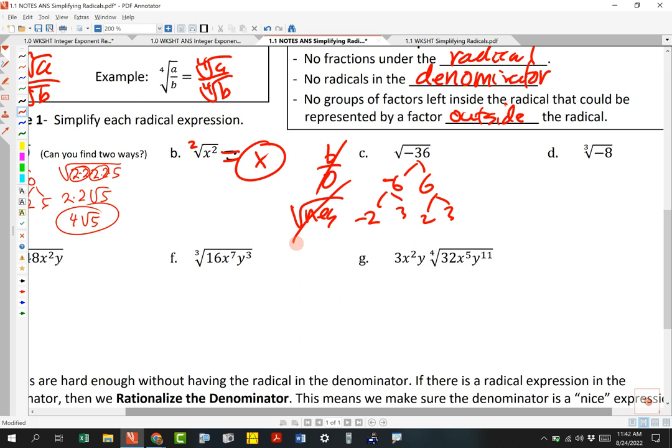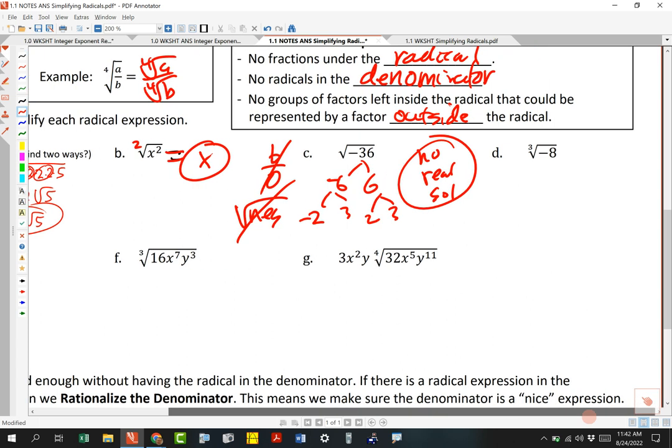Okay? Yeah. Couldn't you split it into 6, 6, and -1, and then have 6 square root -1? You can. You can do 6, 6, and -1, and then you'd have a 6 on the outside and a square root of -1 on the inside, and we're going to talk about that in a couple days. Okay? Nice idea.